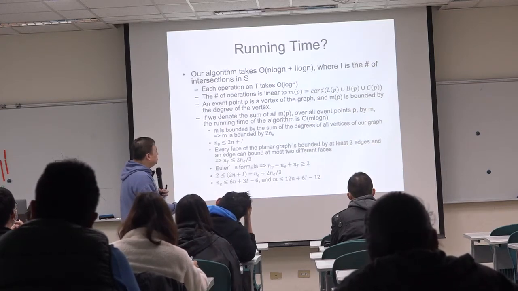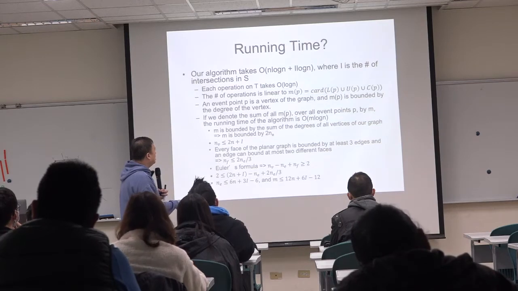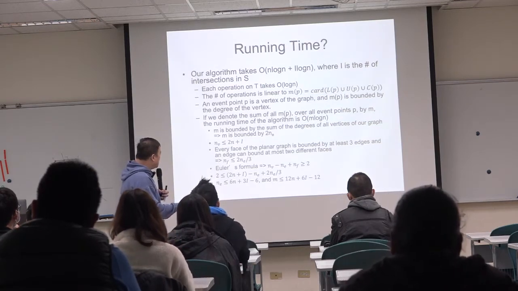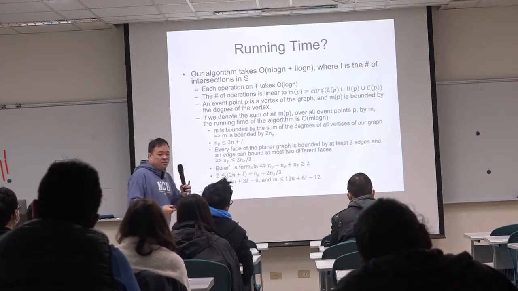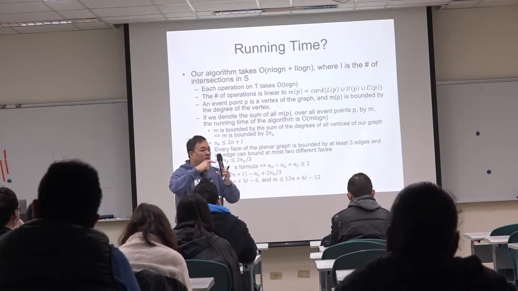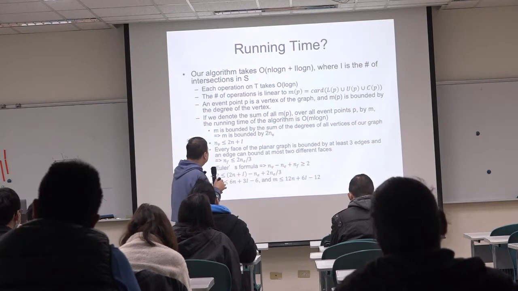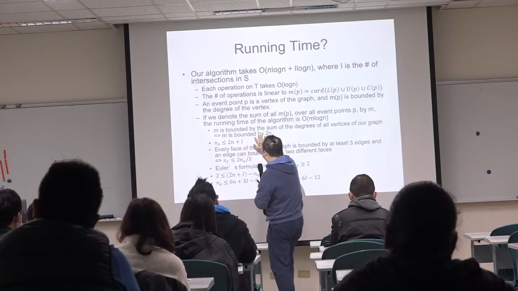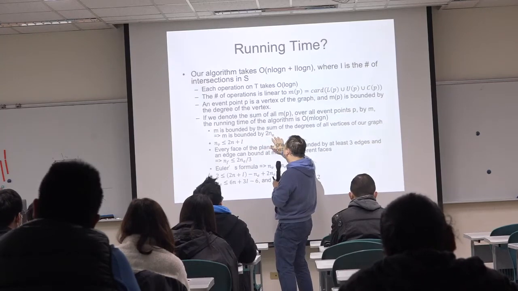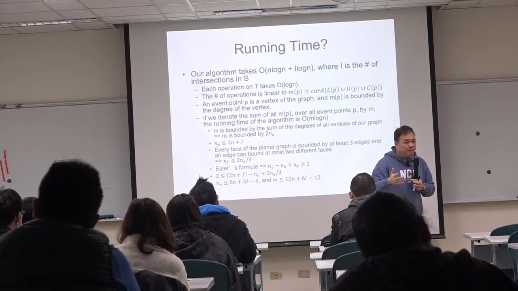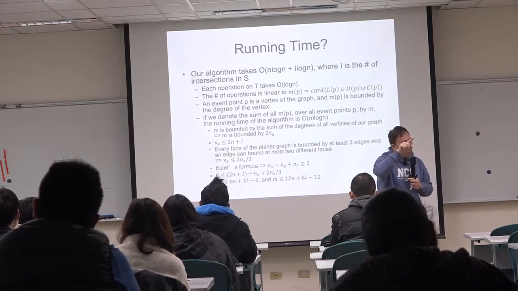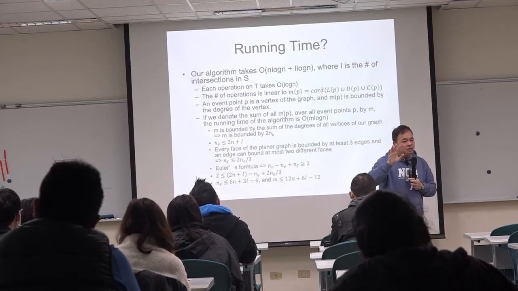Then m is bounded by the sum of the degrees of all vertices of our graph. For a graph, the sum of the degrees of all vertices is obviously bounded by 2 times the number of edges, because each edge provides 2 endpoints to the degree. So this is the first inequality: m is smaller than or equal to 2 n_e. This is obvious, where n_e represents the number of edges in this planar graph.